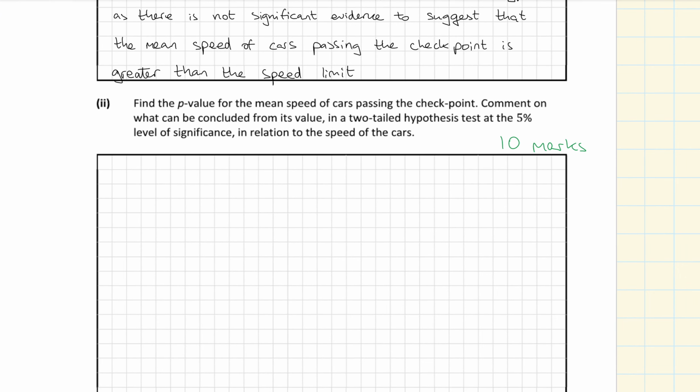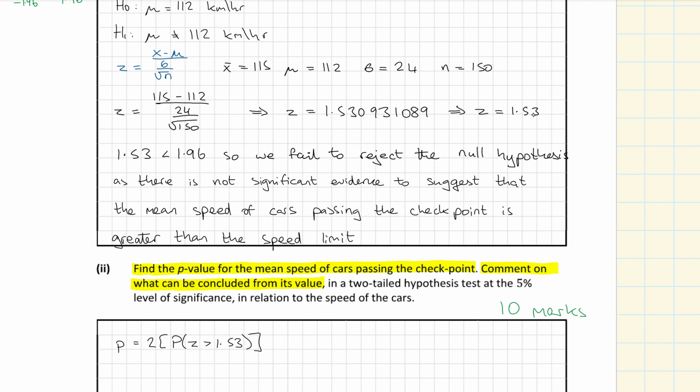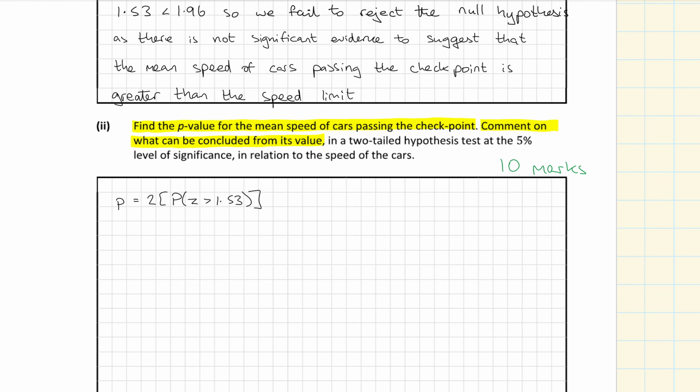Part two now: we're asked to find the p-value for the mean speed of cars passing the checkpoint, comment on what can be concluded from its value, in a two-tailed hypothesis test at the 5% level of significance. That's our process for a p-test. So the p-value is equal to 2 times the probability that Z is greater than 1.53. Usually for a p-value I need my test statistic, but because I've calculated it already, I can simply pull it down for part 2.